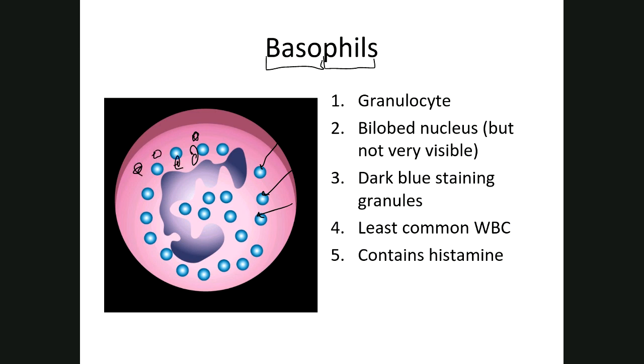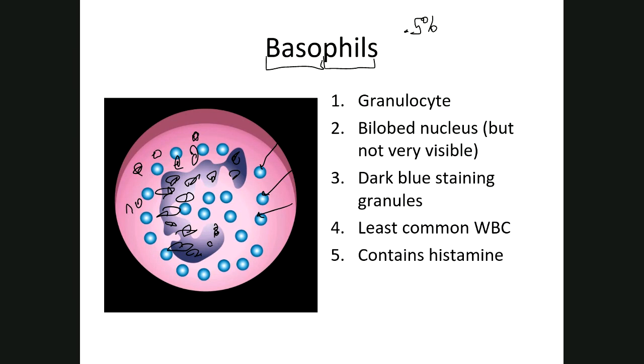There's so many granules, a lot of times you can't even see the nucleus. It's obscured. That's how many granules there are. But if you can see it, it tends to be bilobed. This is the least common type of white blood cell. It's only about 0.5 to 1%. Very, very few of them.